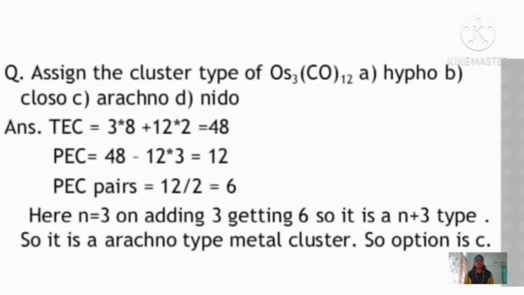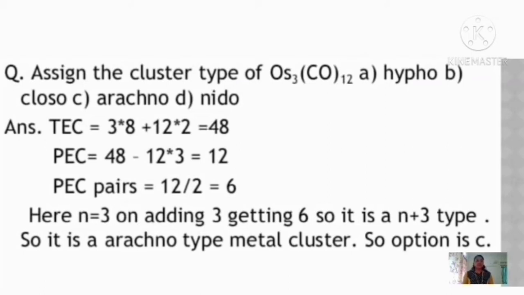So moving to the third question, that is, assign the cluster type of Os3(CO)12. The options are given: first option is hypo, second option is closo, C option is arachno, and D option is nido. So in this type of metal cluster, Os3(CO)12, Os belongs to the iron family, so the total valence electron will be 8.